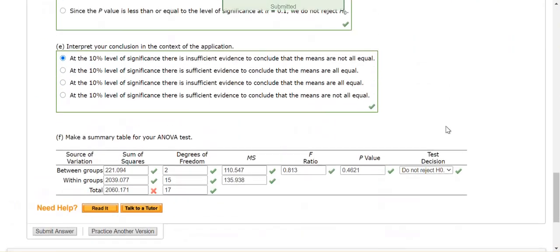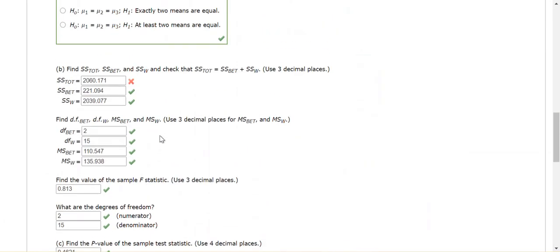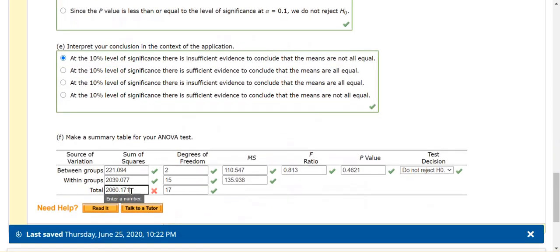So it looks like all my answers are correct except for this total. So I'm curious of why that is. So I'm going to double check my math to make sure that I have that right. Oh, I typed it in wrong. Isn't that terrible? I accidentally typed it in wrong. So it is 221.094 plus 2039.077, and I get 2260.171. So I did all the hard part correctly, but to come to the easy part, and I goofed that up. So I'll change those two numbers because I accidentally just typed in 21.094 when I added them together.